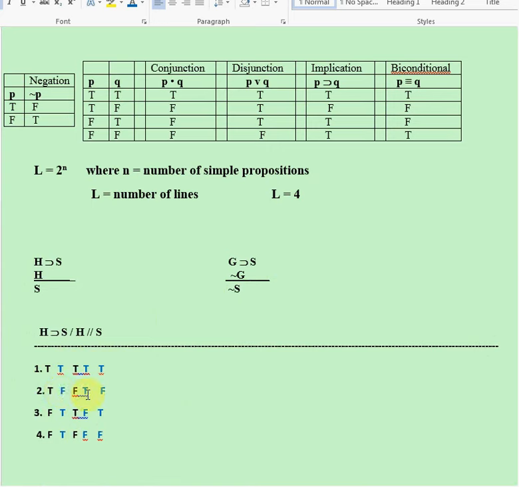Second line, we have FTF. Okay, well there's no TTF there, right? It's not the case that the premises are true and the conclusion is false, so we're okay there. And then the third line, we have TFT. Again, we don't have TTF, right? We don't have a case in which the premises are true and the conclusion is false, so we're fine there. And then our last line, we have TFT, right? Well, again, we don't have a case in which the premises are true and the conclusion is false.